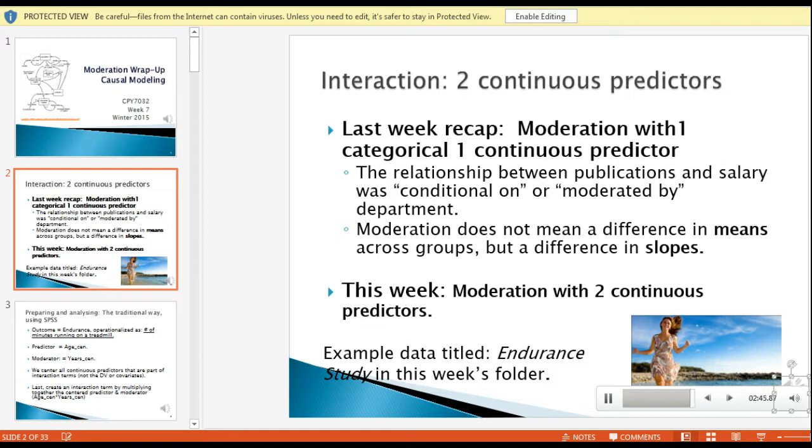For this example, I will be pulling out the data set in this week's folder titled Endurance Study, and I'll be walking through the steps in SPSS to analyzing that data.